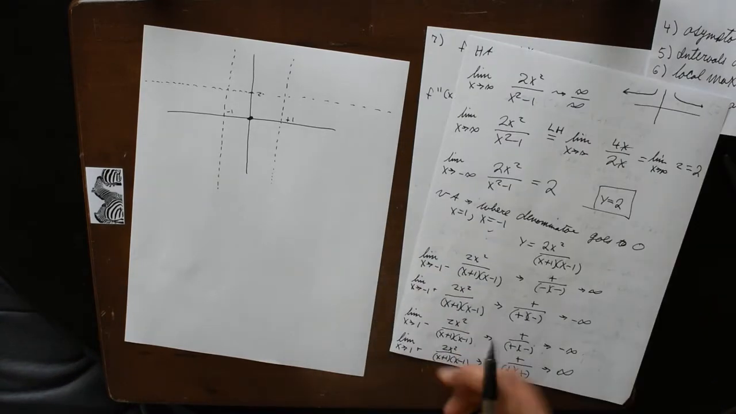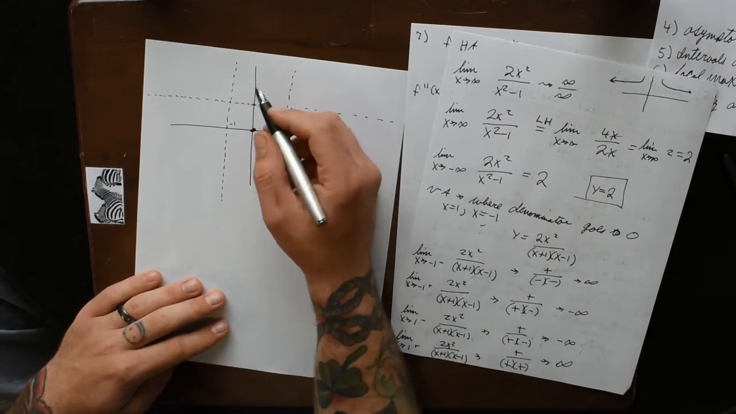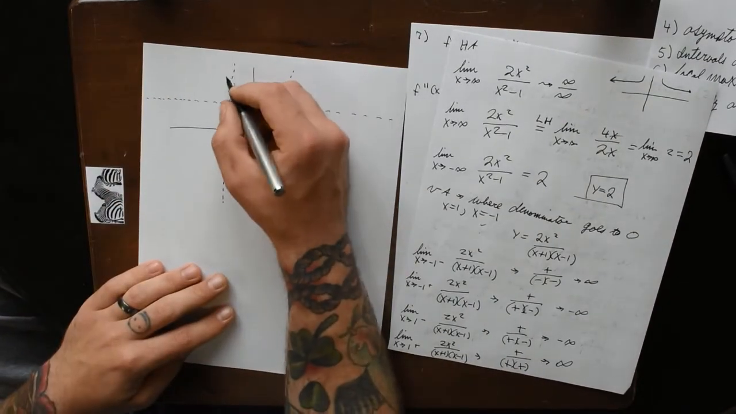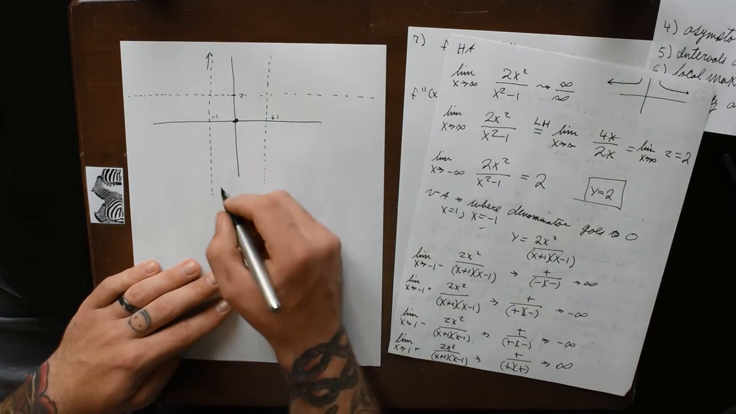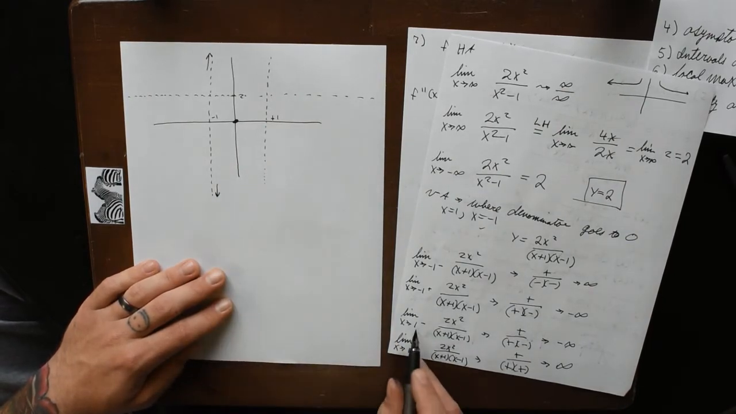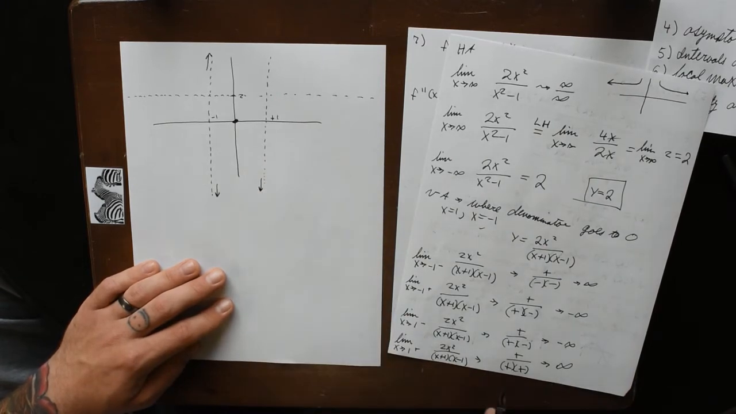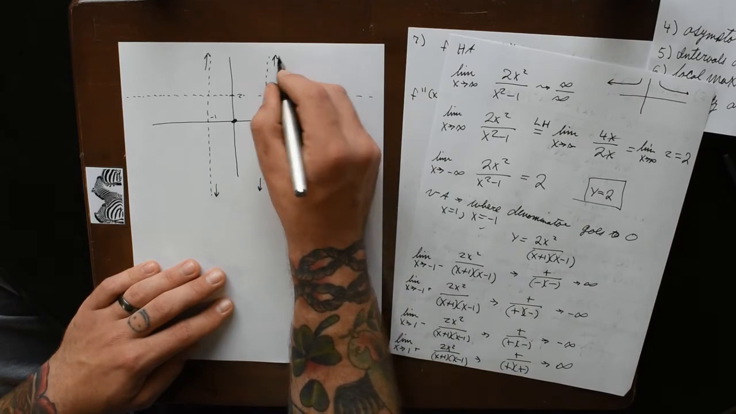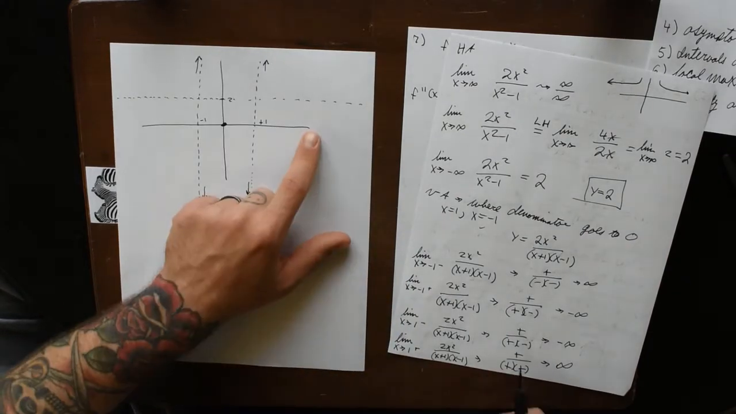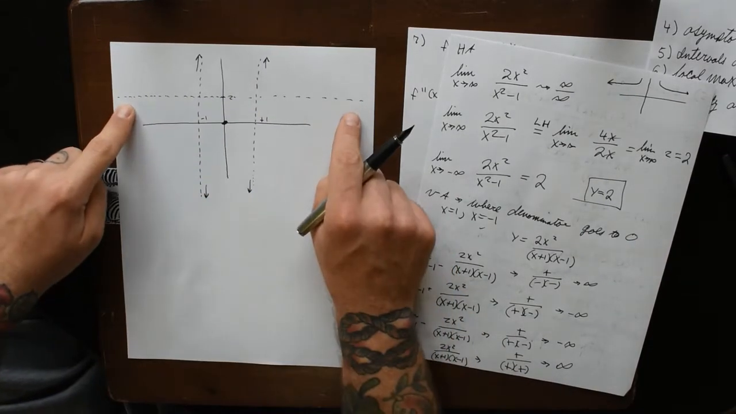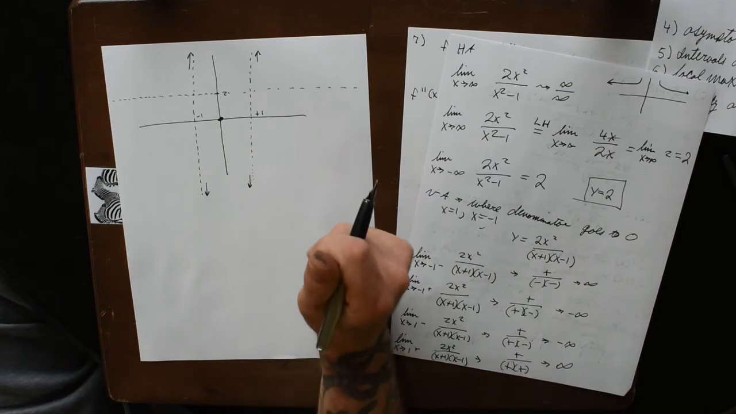And we know that as x approaches -1 from the left, we go to positive infinity. And as we approach -1 from the right, we're going to negative infinity. As we approach 1 from the left, we're going to negative infinity. And as we approach 1 from the right, we're going to positive infinity. We also know that we're going to tend towards positive or negative infinity.